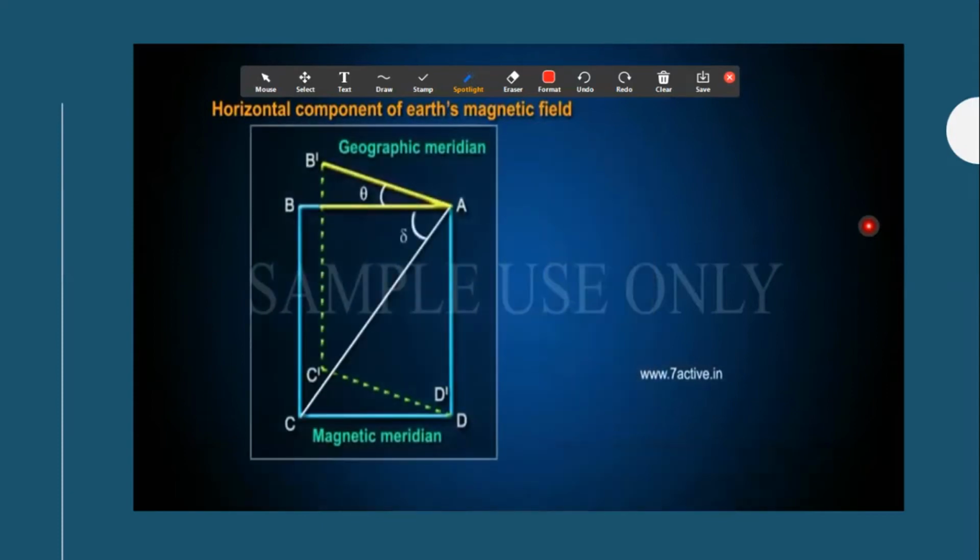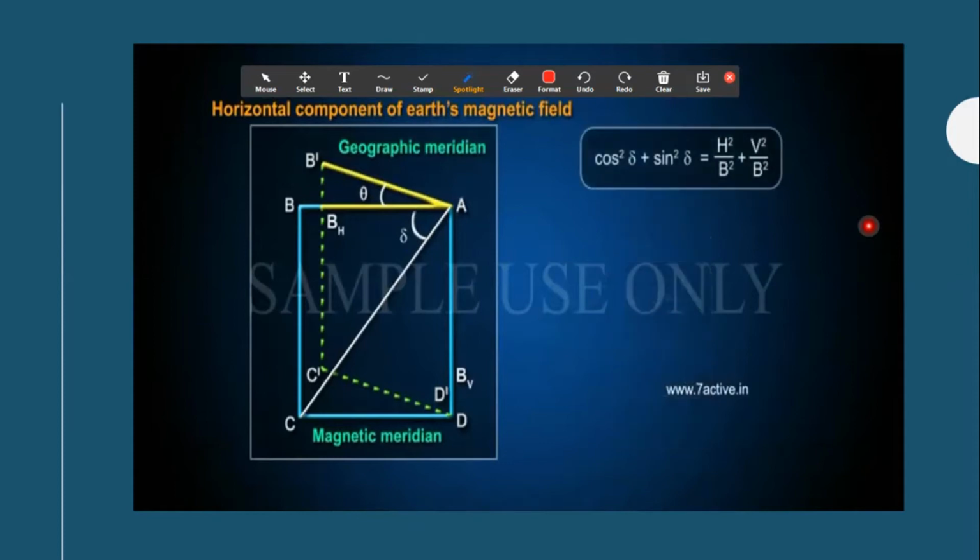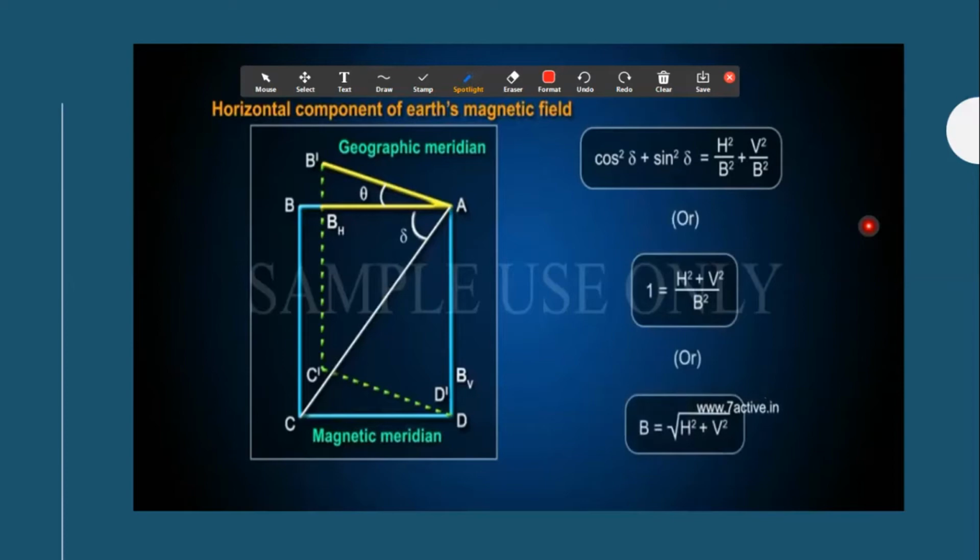As is clear from the figure, tan delta is equal to BV by BH. Cos delta is equal to H by B. Sin delta is equal to V by B. Now, cos square delta plus sin square delta is equal to H square by B square plus V square by B square, or 1 is equal to (H square plus V square) by B square, or B is equal to square root of H square plus V square.